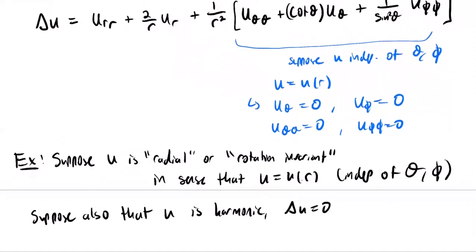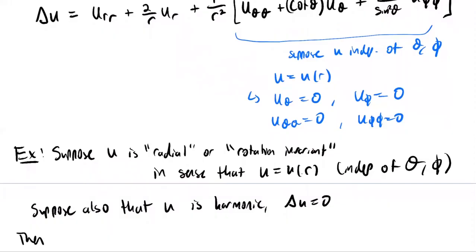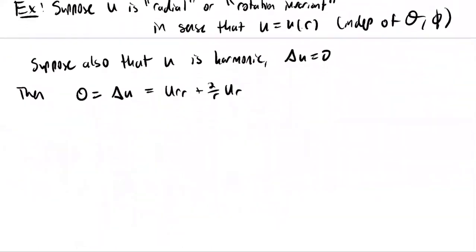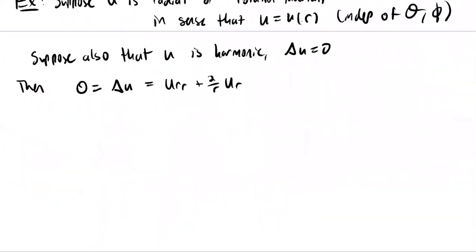Well, now let's use this formula. So then we get 0 is equal to Laplacian of U, which is equal to URR plus 2 over R UR. The rest of the terms in the formula for the Laplacian are complicated, but since U doesn't depend on them, all those derivatives of U are 0, they just contribute 0 here, right? So I can just eliminate those terms. Okay, now this is just an ordinary differential equation in the variable R as before.